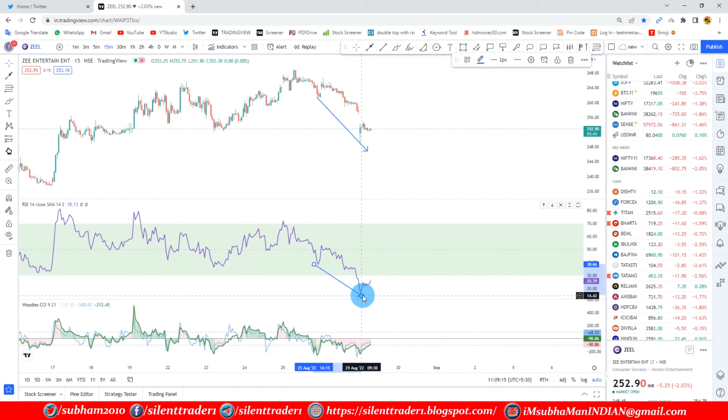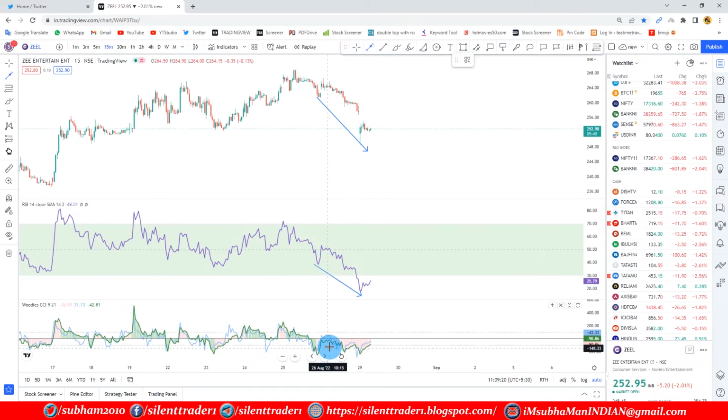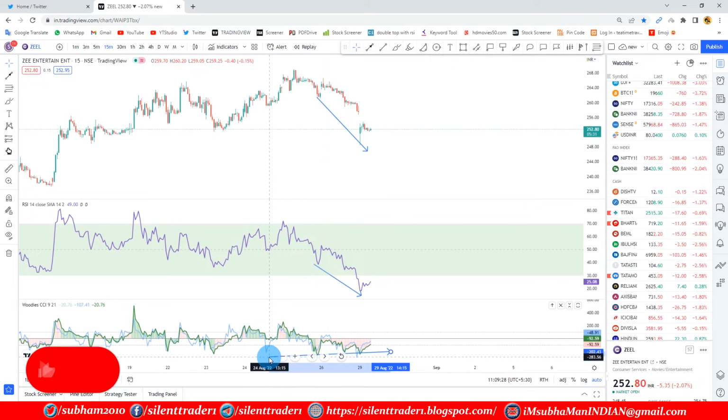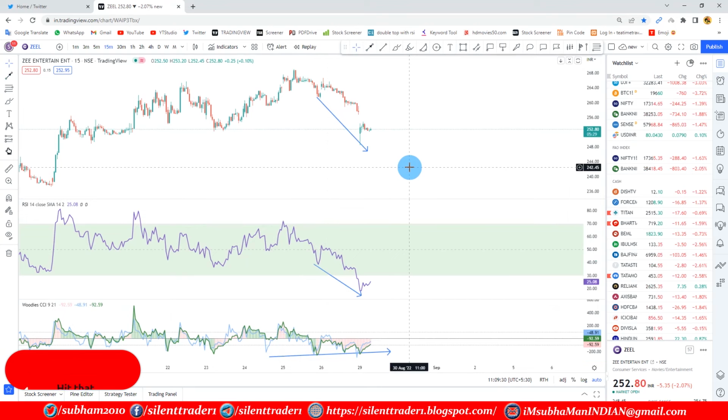Now check the RSI 14 trend. Is it same trend or not? RSI 14 showing negative trend. Now check the CCI 21 trend. Is it same trend or not? CCI 21 showing positive trend.